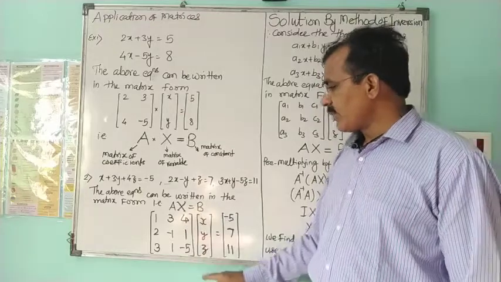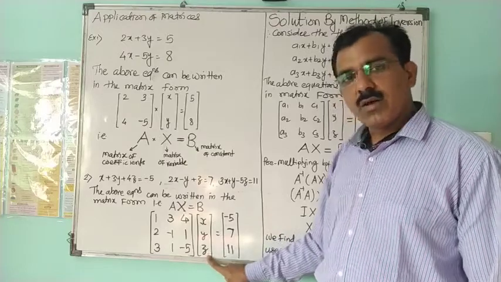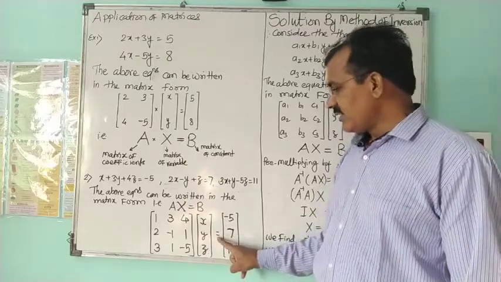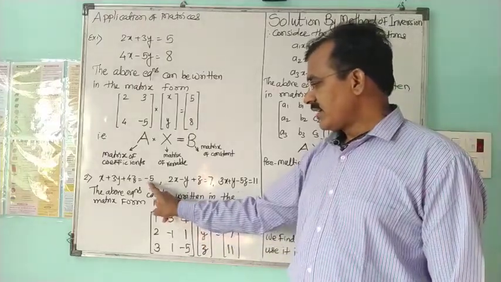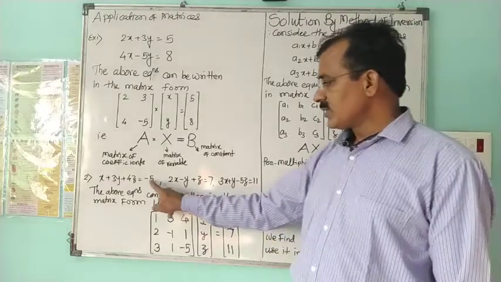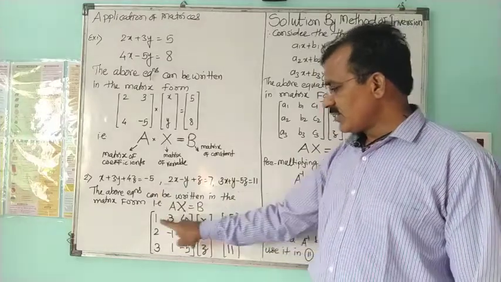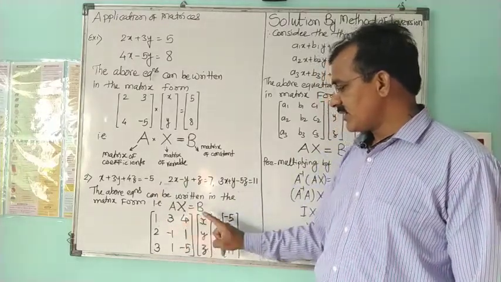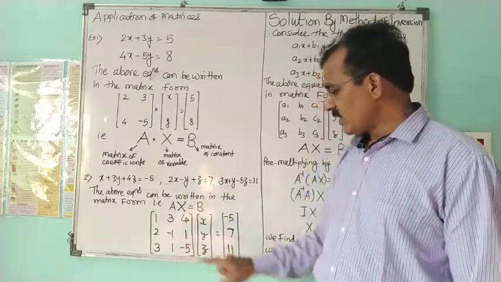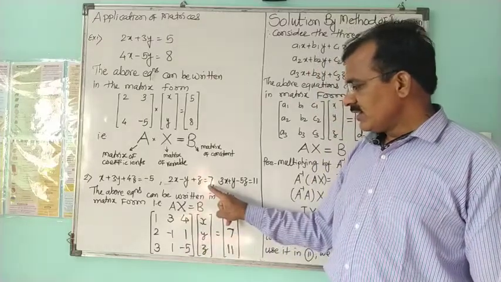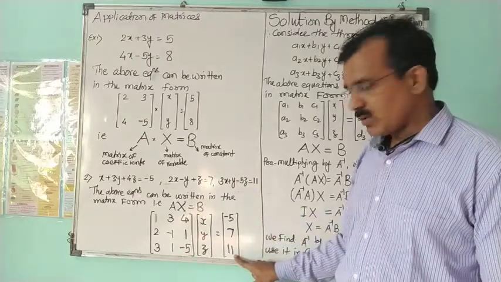Then the matrix of variables: the variables in these three equations are x, y, and z, written in a column matrix. On the right hand side, the column matrix is written with the right hand side constants of the equations, starting from the first equation. So the constant of the first equation is minus 5, as we have taken the coefficients of the first equation in the first row on the left hand side. In the middle we have taken the second equation for forming the second row, so we use the second constant in the second row and the third constant in the third row.